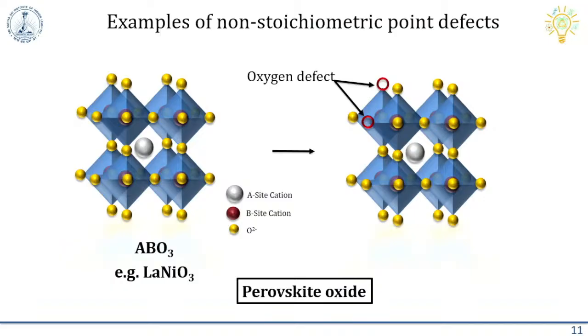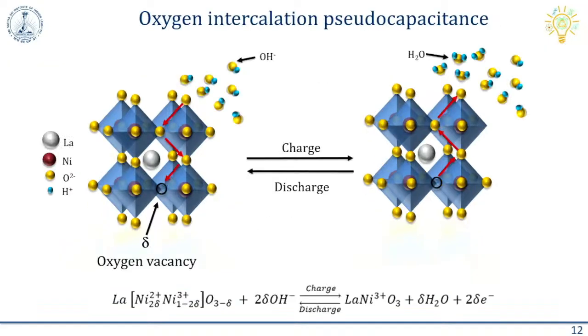One particular example that I've used in my research is a perovskite oxide of the structural formula ABO3, where for example, if we take LaNiO3, A is La, lanthanum, B is nickel, and then oxygen. Because nickel tries to exist both in +2 and +3, there is an inherent oxygen defect existing in this material, which I showed here. In addition to the pseudocapacitance, we can also use these defects for realizing an additional storage of charge.